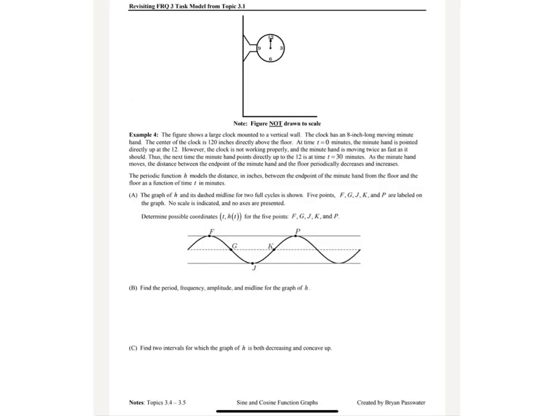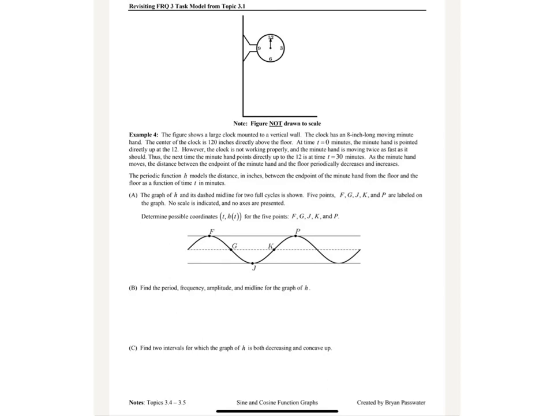Okay, so let's go to the next page here. This, I think, is our last bit of notes. This is that clock thing on the wall again. You've already seen this problem, but we're now going to look at it in terms of frequency, midline, amplitude, that kind of stuff. We've got a large clock mounted to a vertical wall. The clock has an 8-inch long moving minute hand. The center of the clock is 120 inches directly above the floor. At time t equals 0, the minute hand is pointed directly up at the 12. However, the clock's not working properly, and the minute hand is moving twice as fast as it should.